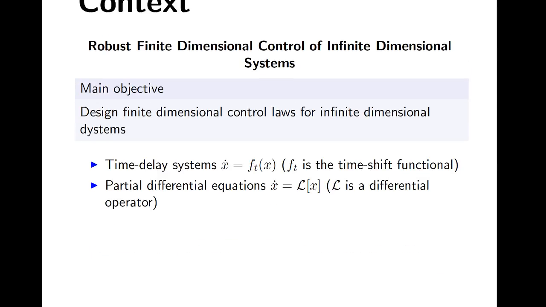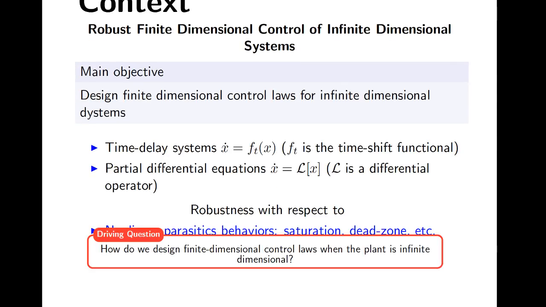The idea is that we want to account for parasitic behaviors such as saturation, dead zone, or disturbances, measurement noise, and plant disturbances. Those are the main classes of objects that we look at in terms of robustness.